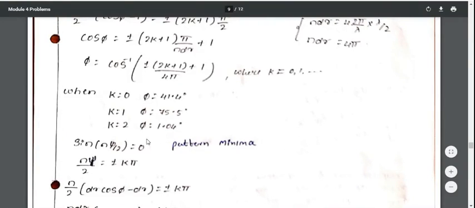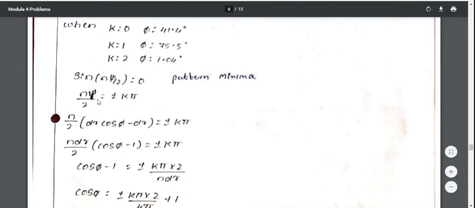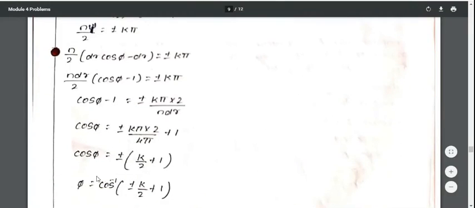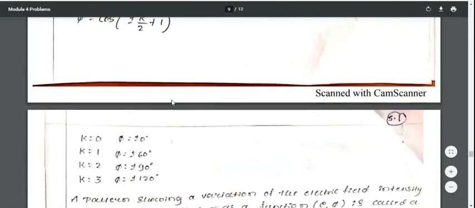What about the pattern minima? If we want to find the pattern minima, sine of n psi by 2 should be equal to 0. So n psi by 2 is equal to plus or minus k pi. You know the value of psi, dr cos phi minus dr, that is cos phi minus 1. Taking all the terms to the RHS side and finding phi, phi is equal to cos inverse of plus or minus k divided by 2 plus 1. Substituting k equal to 0, 1, 2, 3, we get 60 degrees, 90 degrees, and 120 degrees.